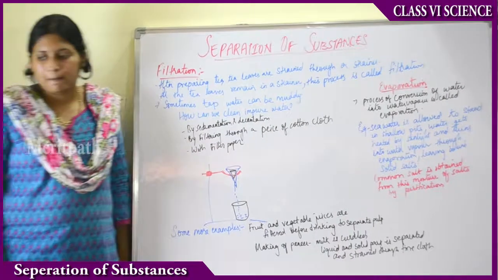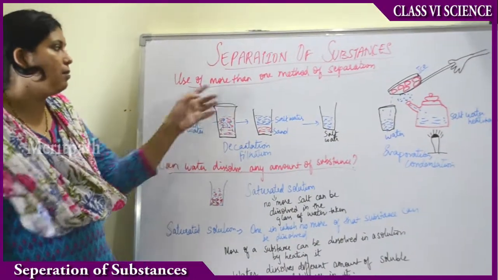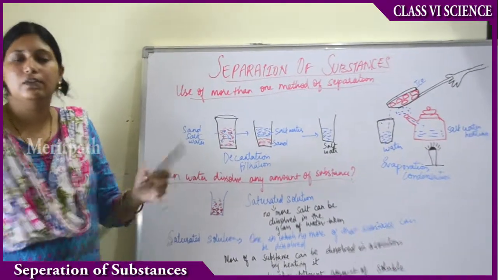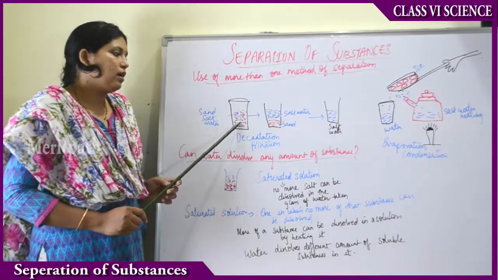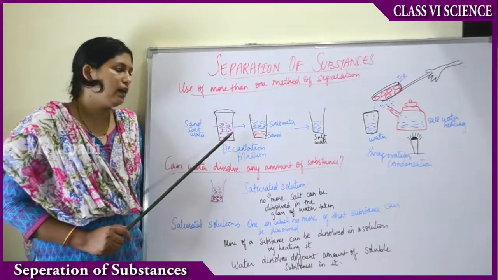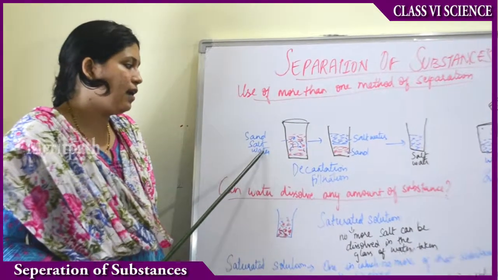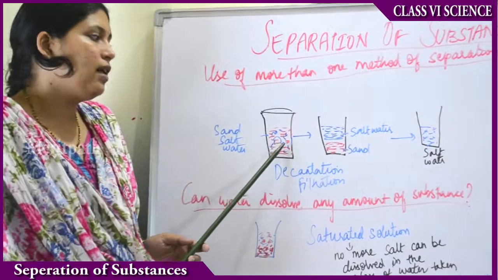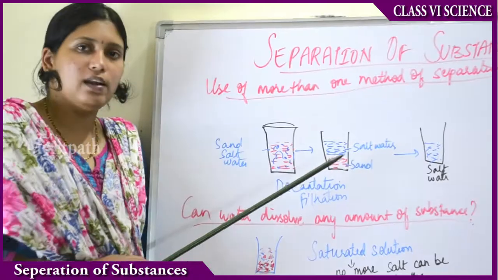Till now we have read about single methods of separation, but now we will see more than one method of separation. For one mixture, we will use more than two methods for separating the substances. So in this example you are taking a transparent glass, and you are mixing sand, salt and water. Understood? A sand, salt and water solution in a glass. Then what happens? Let it stand for some time. In that solution, after 1 hour, what do you observe?